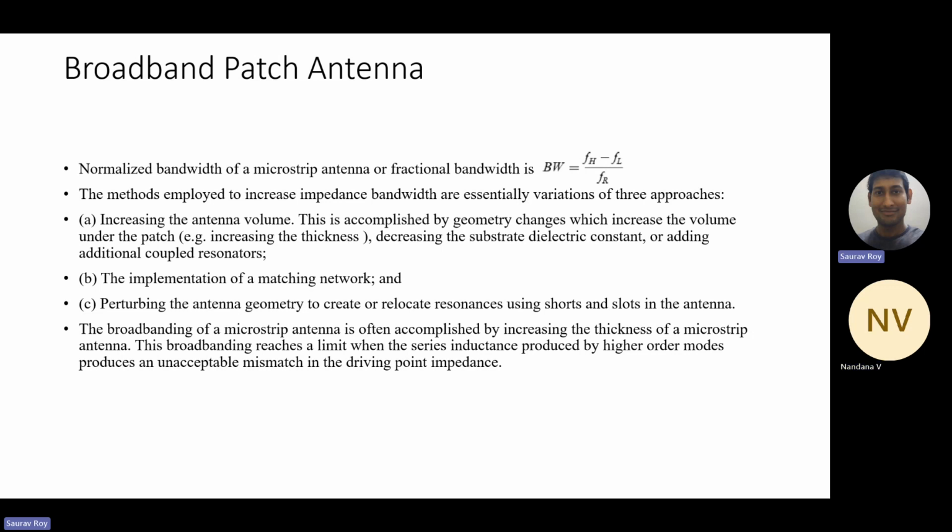Although you can get a good bandwidth, your S11 is hampered, right? So that is why they are saying that we now need a proper matching network. The matching is required to have a better S11, right? So that is why we are coming to how to compensate this extra inductance.